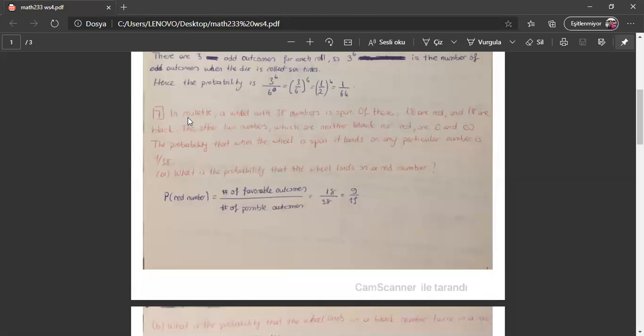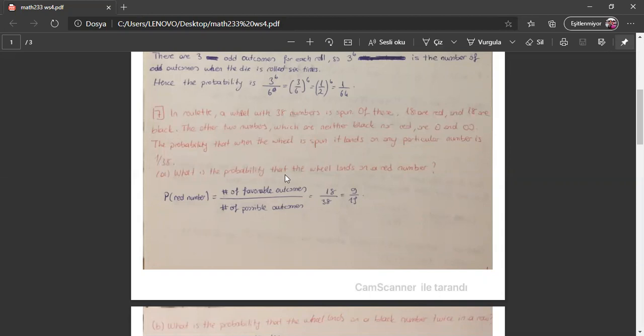So for this question, we have a roulette, and a wheel with 38 numbers is spun. There are 18 red numbers and 18 black numbers. And we have these two outcomes too, 0 and 00. So we know that when we spin this wheel, the probability that it lands on any particular number is 1/38. Each outcome has the same probability.